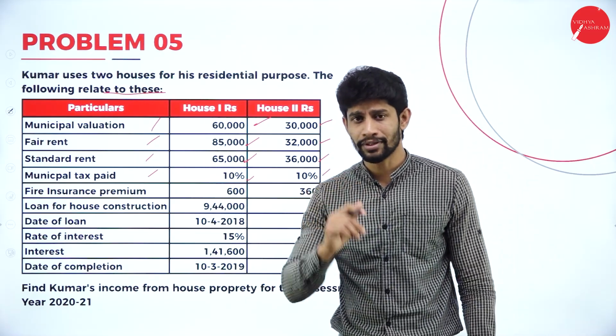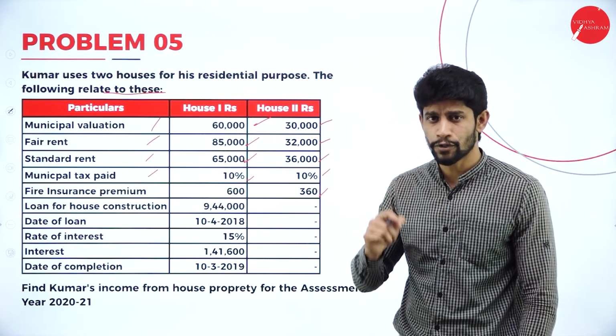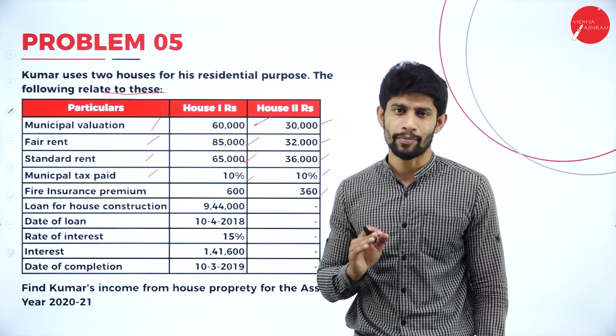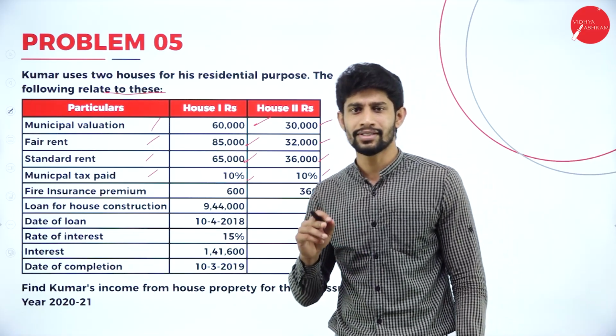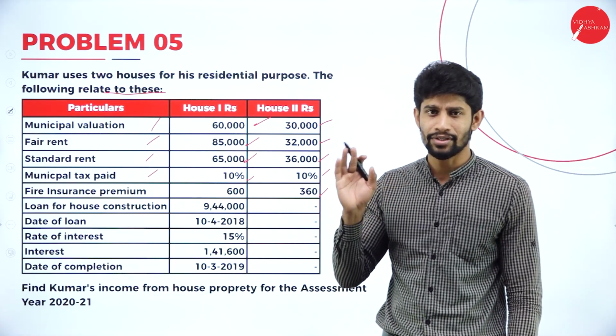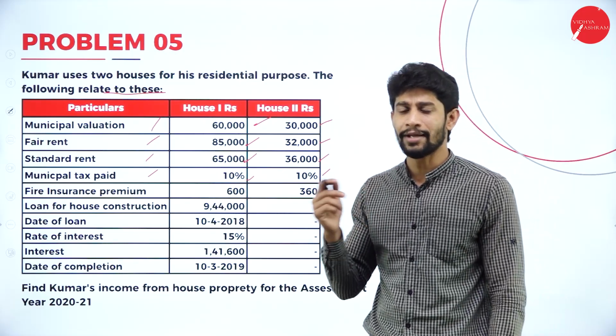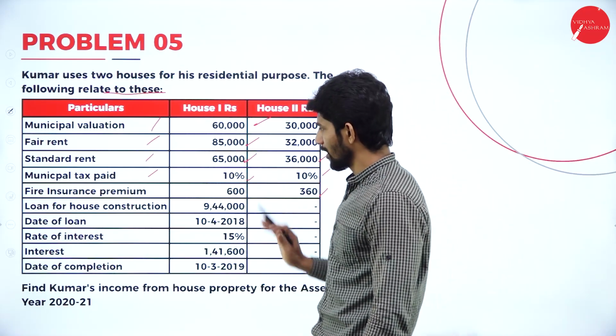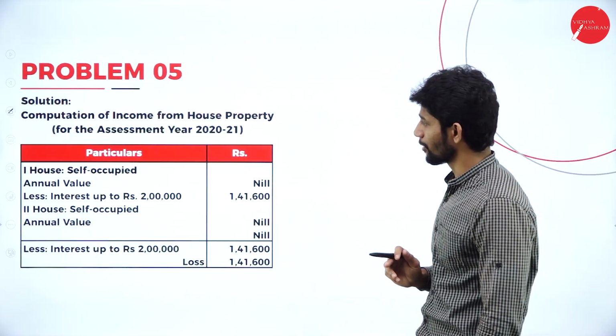And one more thing you have to understand: under house property, the assessee can claim any two houses as self-occupied property, and for those two houses it is exempted. The exemption is given for the assessee to claim any two houses as self-occupied property. So here both the houses are self-occupied. Now we'll solve the problem.